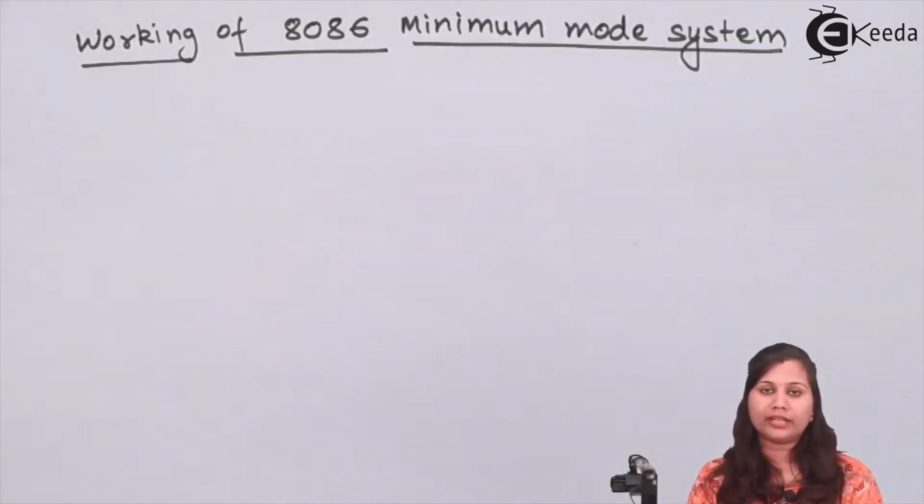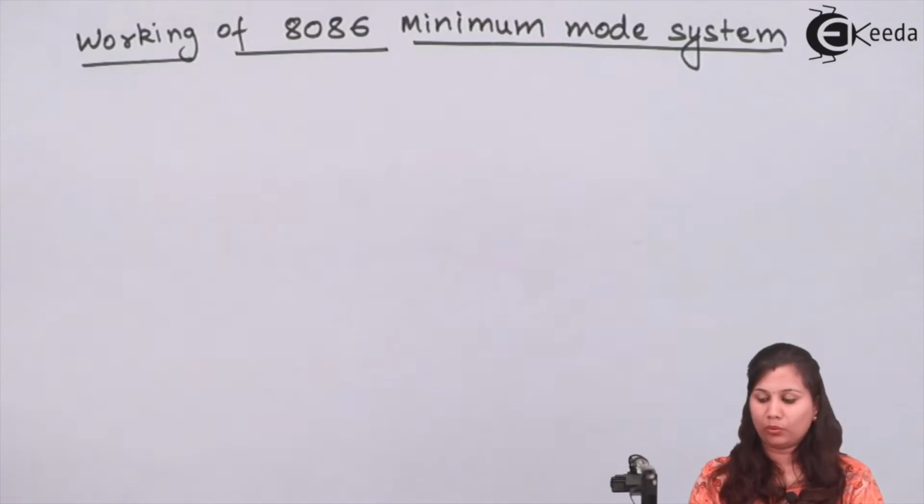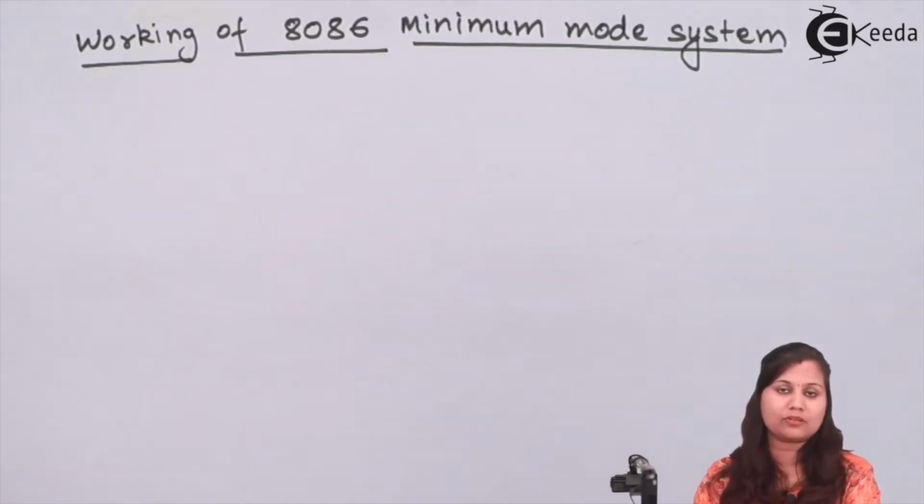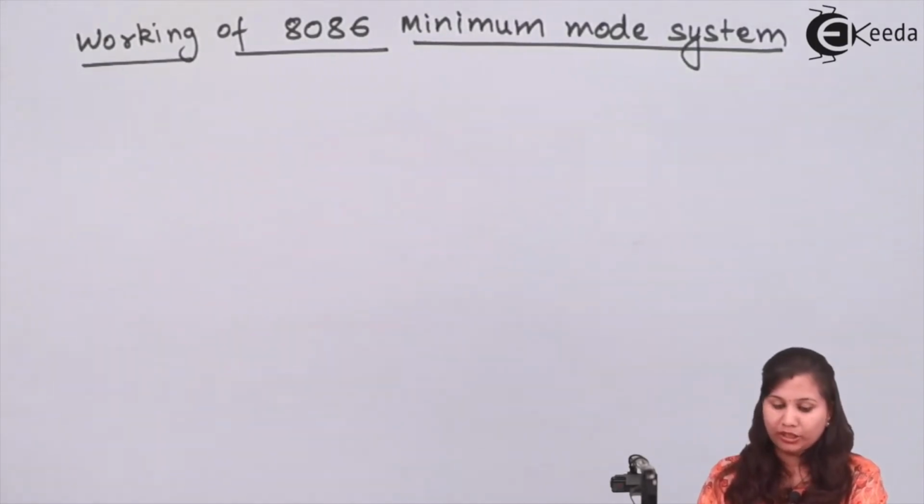So the working of the 8086 in the minimum mode can be easily explained with the help of the timing diagrams of the clock cycles. We have different clock cycles like the opcode fetch, memory read, memory write, and input output read or input output write. So here we are going to study the timing diagrams of the different clock cycles.